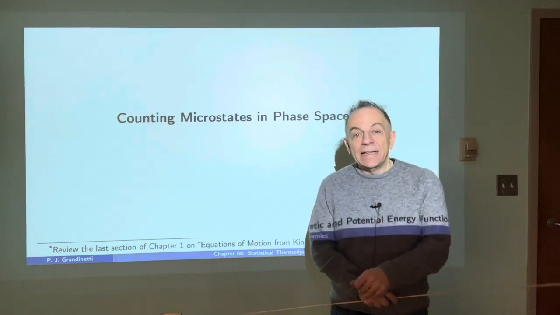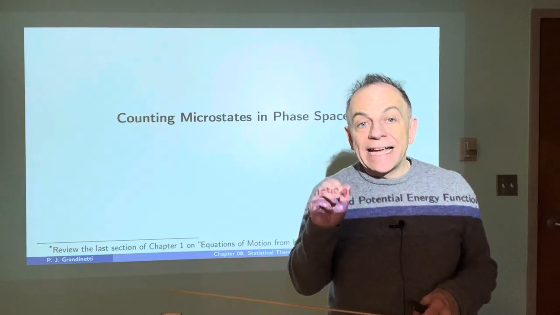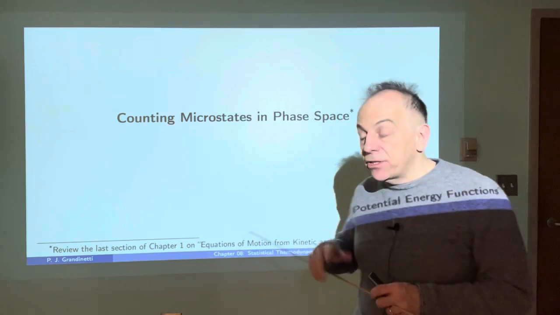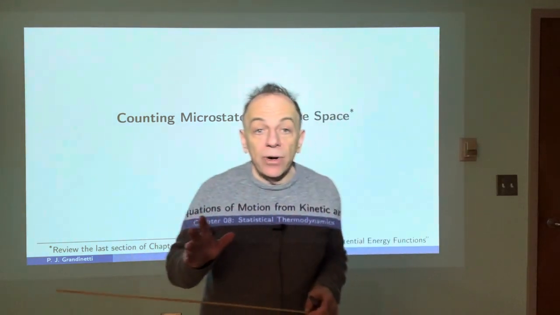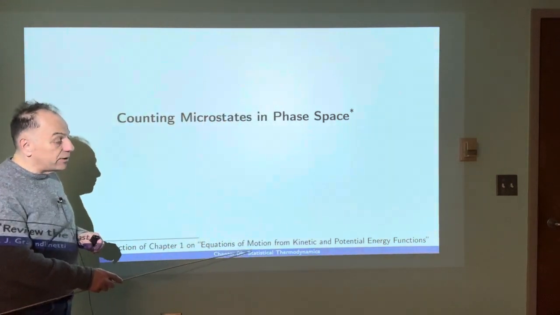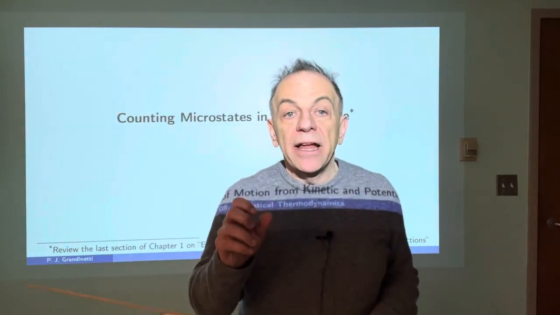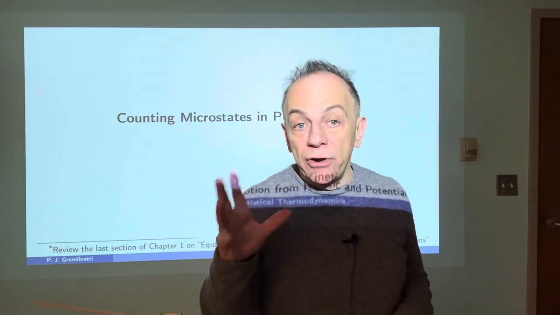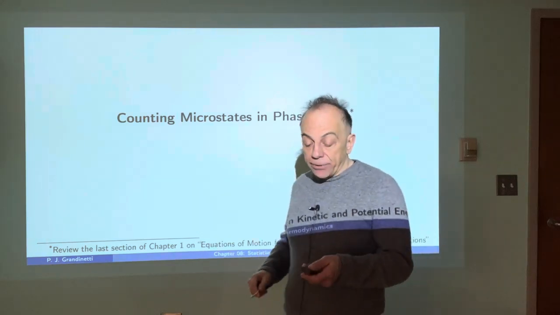Welcome back. Now let's take a look at how Boltzmann came up with a general approach to count the number of microstates in a given macrostate. Before we get too far, it's a good idea to go back and review the last section of Chapter 1. In that section, we learned how you could get the equations of motion from the kinetic and potential energy functions. We learned about the Lagrangian approach, and then after the Lagrangian approach came the Hamiltonian approach. And it's the Hamiltonian approach that we will use in this chapter.